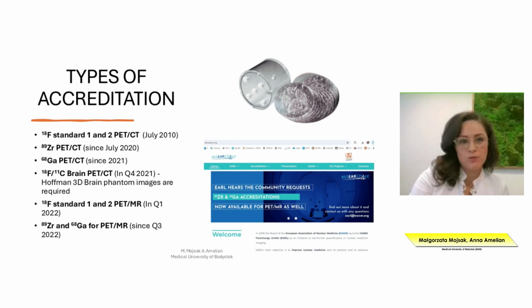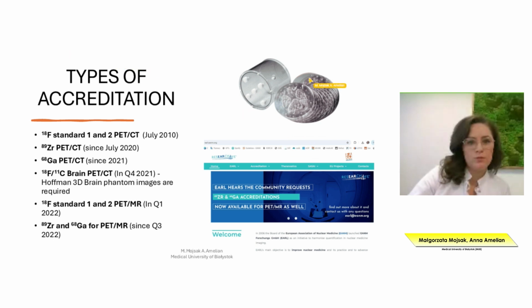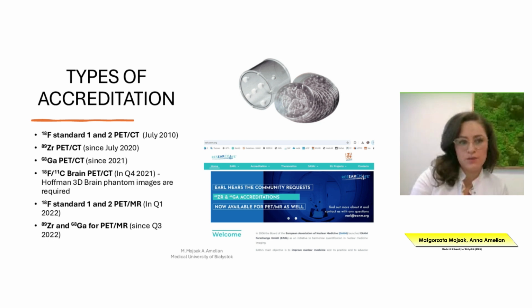In 2021, it was PET-CT with Ga-68, and then in Q4 2021, it was the use of Hoffman 3D brain phantom images that could be used and applied. Here you can see this phantom. You can see the gray matter comparison versus white matter. And then in the third quarter of 2022, we could see another certification.